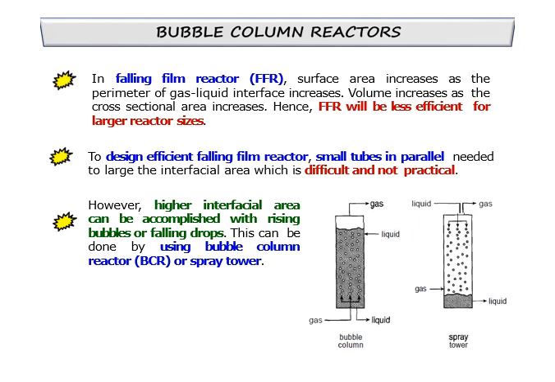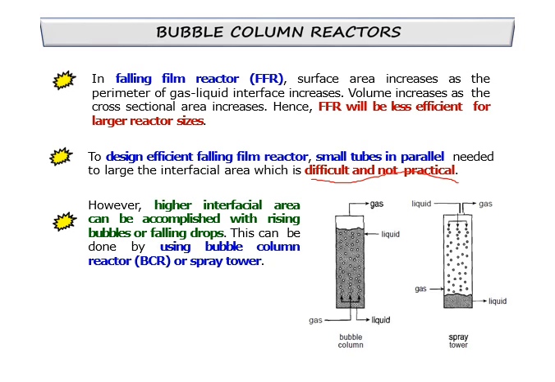If we want to design an efficient falling film reactor, maybe it has to be equipped with small tubes in parallel to get a large interfacial area. But the situation is rather difficult and it's not practical. So to overcome the drawback of the falling film reactor, engineers designed bubble column reactors.